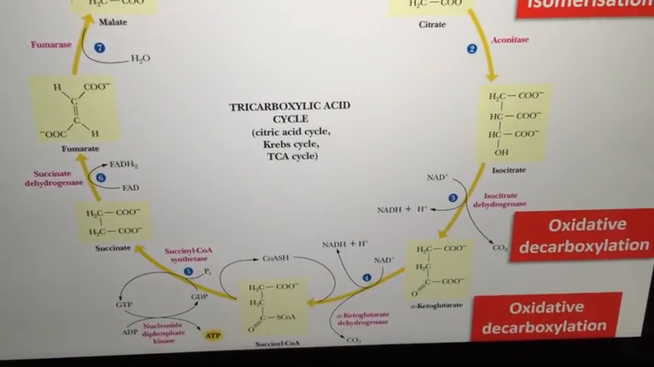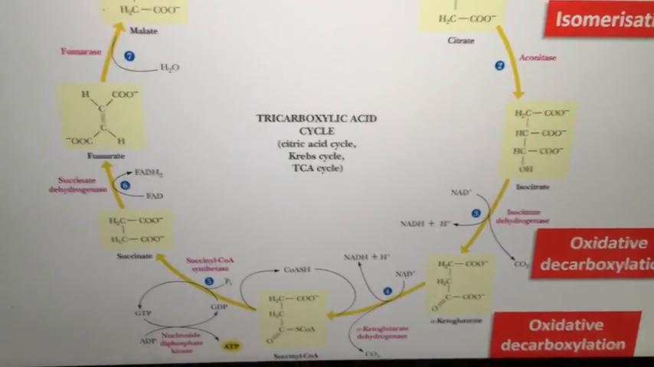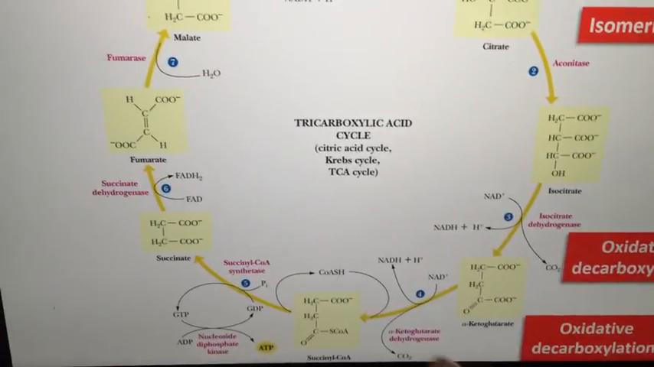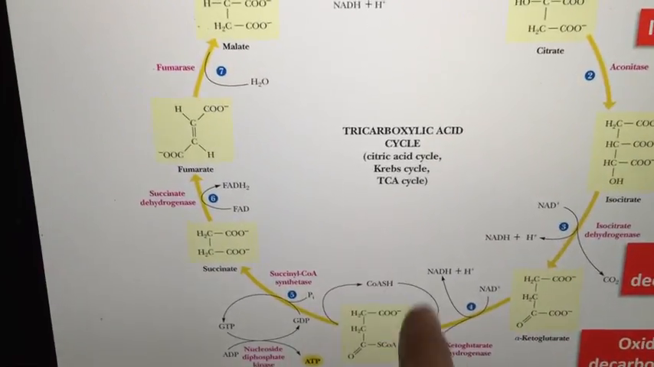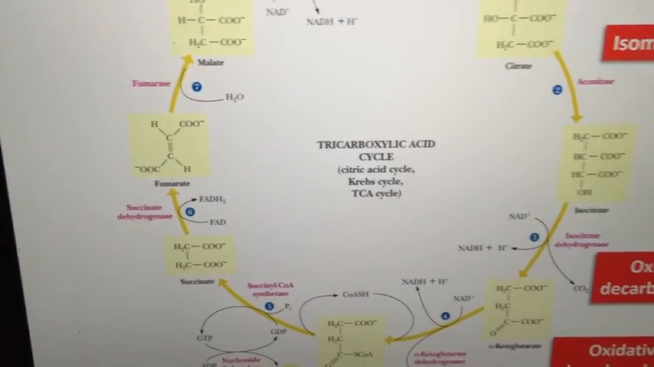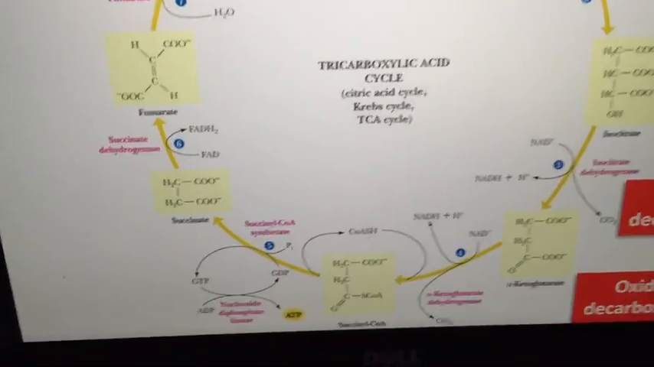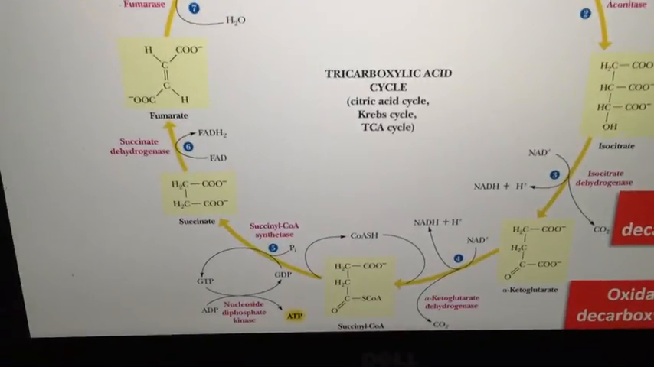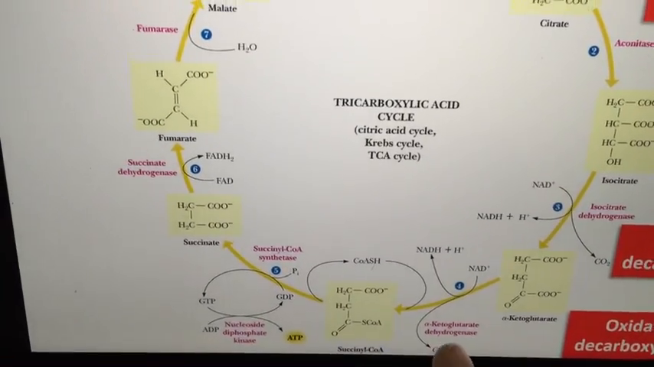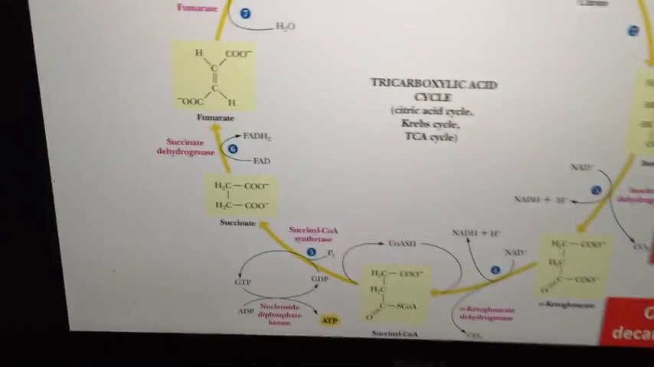The second oxidative decarboxylation comes next. This is where alpha ketoglutarate is converted to succinyl-CoA by alpha ketoglutarate dehydrogenase complex. Also an oxidative decarboxylation, which means carbon dioxide is released, and so is NADH.